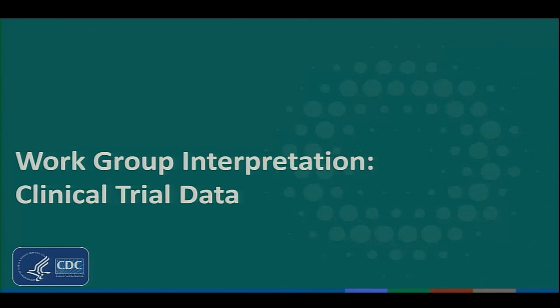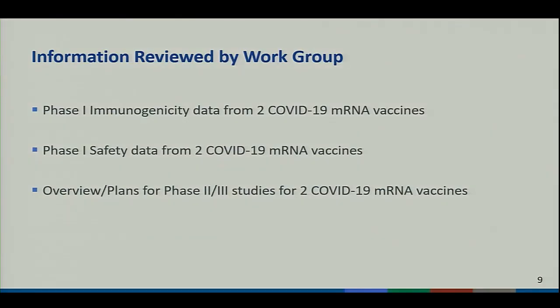So next I'll show the workgroup interpretation of the clinical trial data. Next slide. So information was reviewed by the workgroup, including both phase 1 immunogenicity and safety data from the 2 mRNA vaccines, and plans for phase 3 studies for both mRNA vaccines. Next slide.